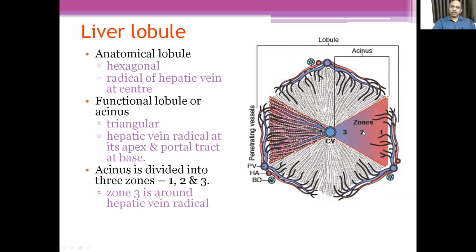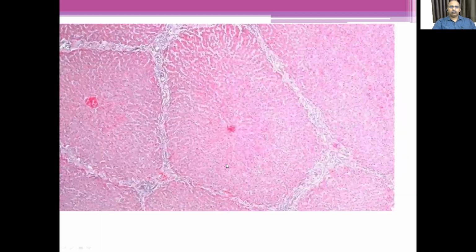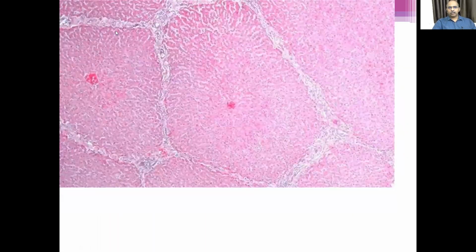Zone 3 cells usually receive less blood supply and less nutrient supply when compared to zone 1. All these factors are very important in understanding the pathogenesis of so many liver diseases. If you understand this basic concept, more or less the same physiology applies in all the diseases. So this is the histology of the liver.